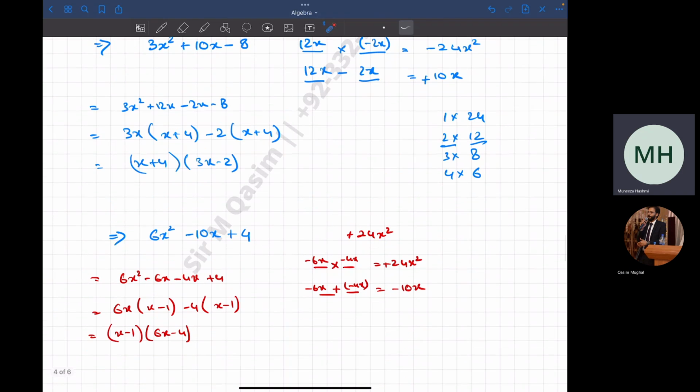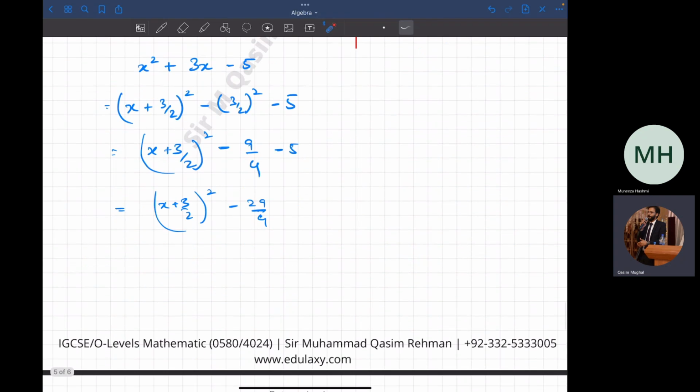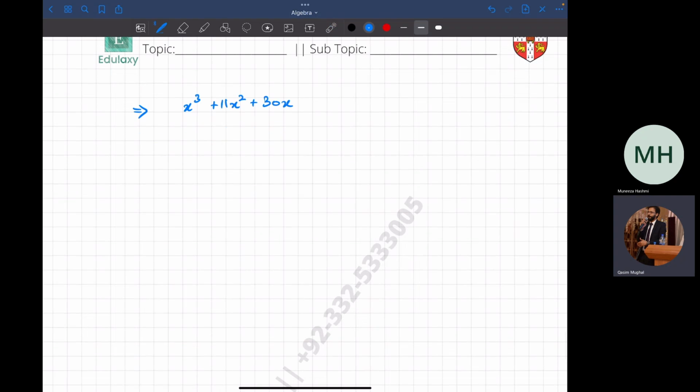Take common. So over here, I'm going to take x as common. So I'll be left with what's common from all 3 of them. It was just x, okay? Yes. So I'll be left with x squared plus 11x plus 30.